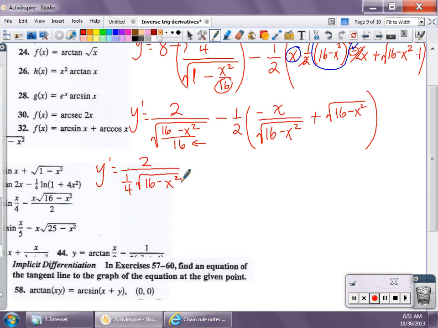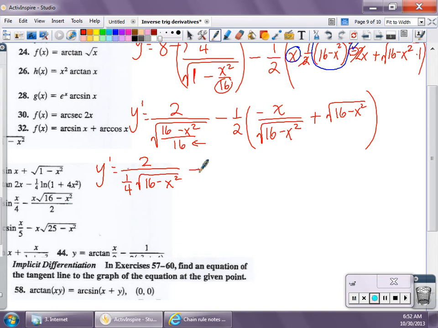Now make sure that you do not think that you can take the square root of 16 minus x squared. That is never, ever equal to 4 minus x. So make sure that you don't try to simplify that expression, because they're both perfect squares, you think you can take them out of the radical. All right, I'll deal with the 1/4 in just a minute. Now let's go back to the other term.